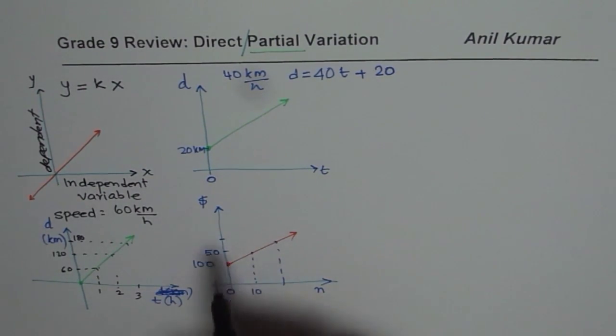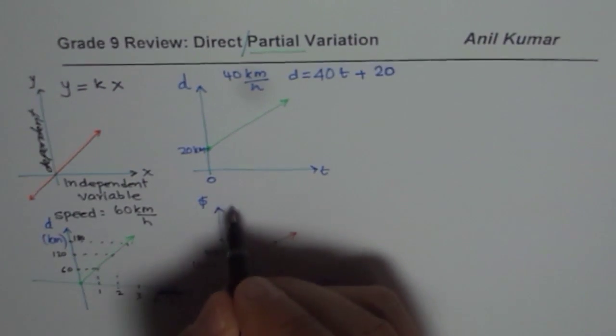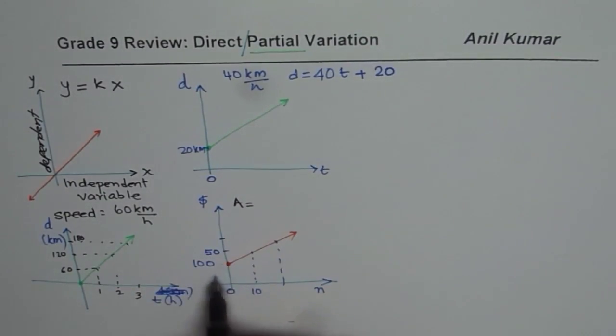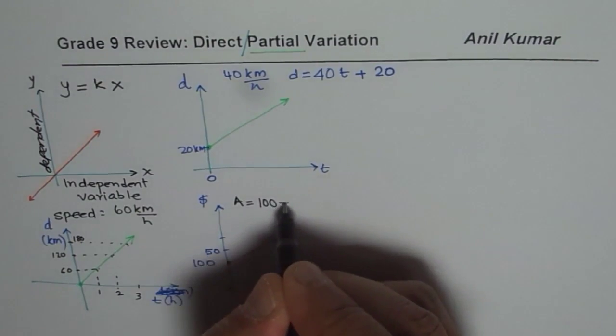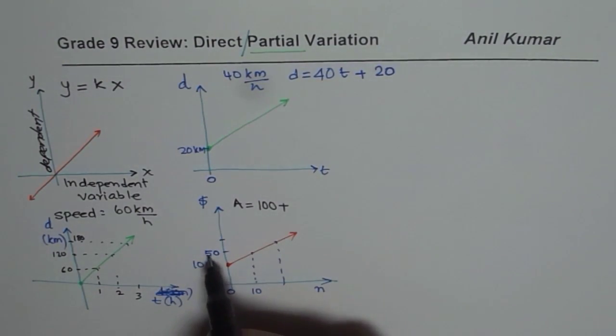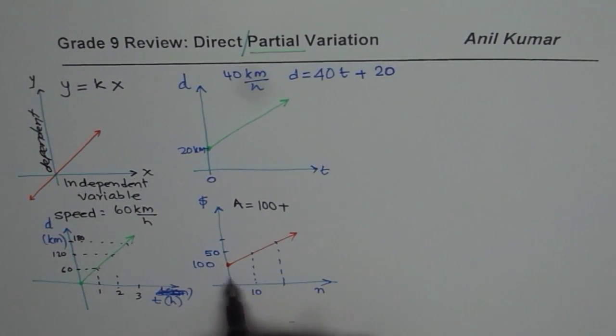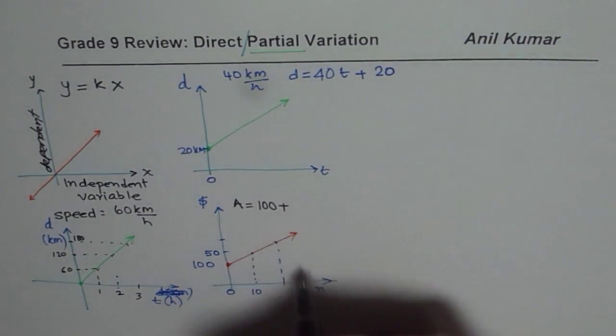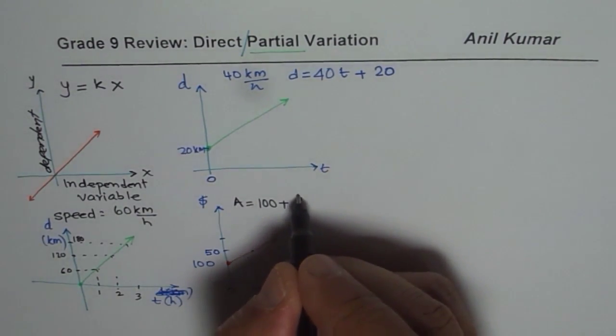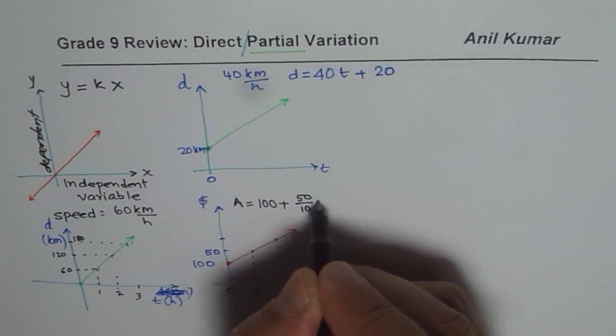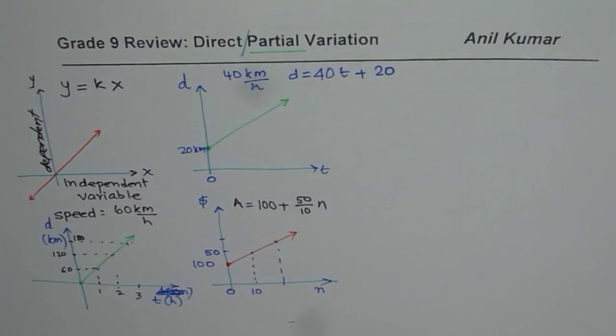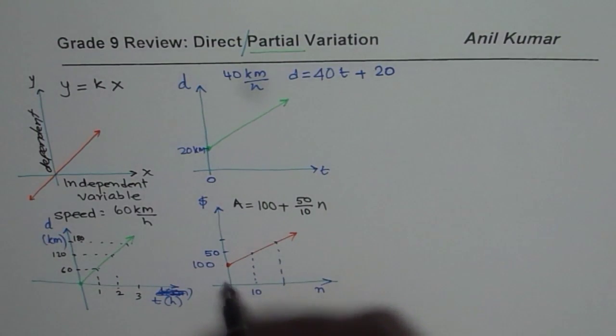And therefore, I could write this as amount equals $100 first, plus the rate. The rate is 50 for 10 persons. Do you understand? 50 for 10 persons. Or for each person, you could write 50 over 10, n, or you could write 5n. Do you see? $5 per person, for example, right? So likewise, you can have partial variation examples.